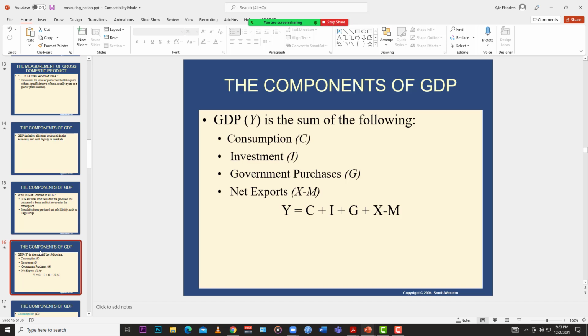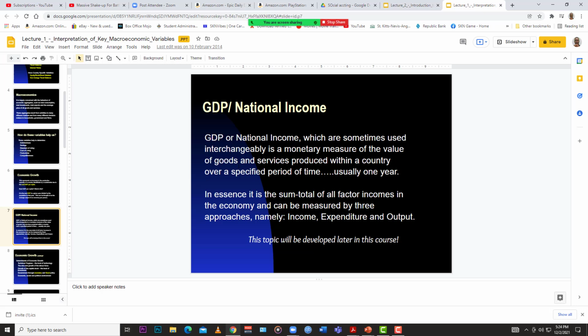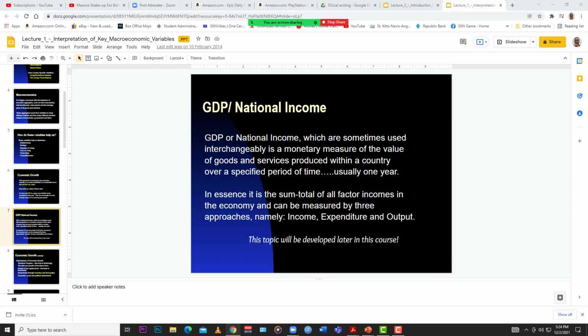And we say that GDP is the monetary value of goods and services produced within an economy for a given period of time, usually 1 year. Right? So that's where we're at. So again, GDP, national income, which are sometimes used interchangeably, is a measure of the monetary value of goods and services produced within a country over a specified period of time, usually 1 year. In essence, it is the sum total of all factor incomes in the economy and can be measured by 3 approaches: income, expenditure, and output. So that is GDP, or national income.